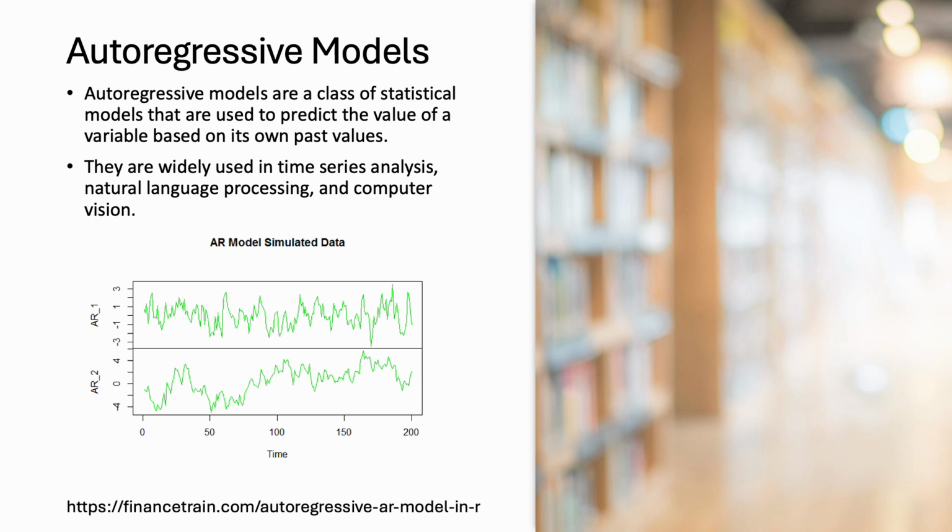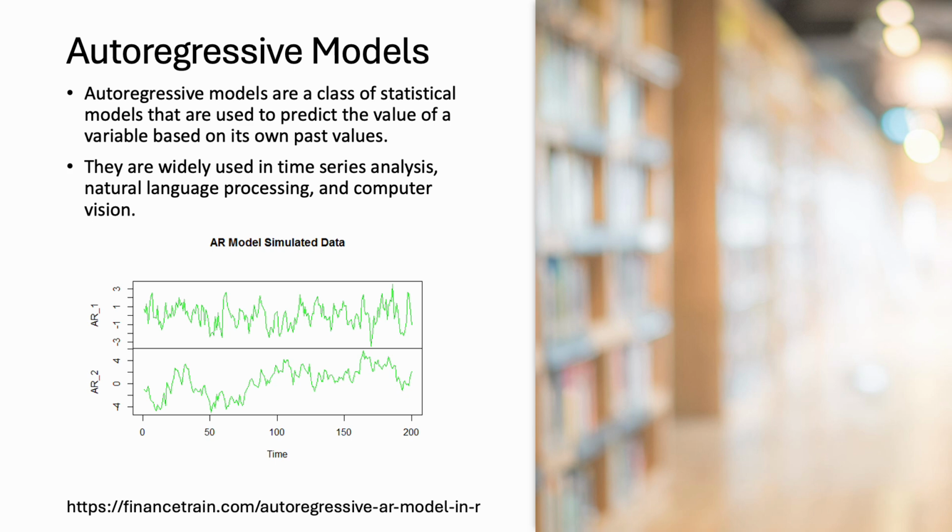Autoregressive models are a class of statistical models that use the previous values of a time series to predict the future values. The basic idea behind autoregressive models is that the current value of a time series is a function of its past values. In other words, the model assumes that the future values of the time series are dependent on the past values. Autoregressive models can be represented mathematically as a linear combination of the past values of the time series.